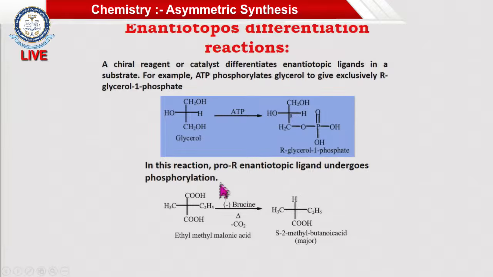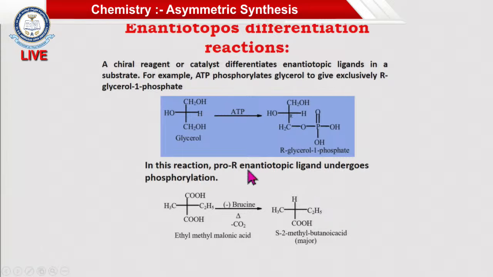Another example is ethyl methyl malonic acid with brucine. Brucine is a natural product. It undergoes a decarboxylation reaction and forms S-2-methylbutanoic acid as the major product.